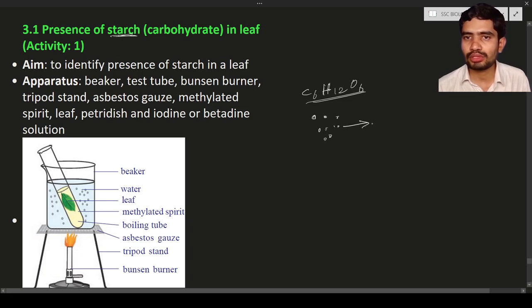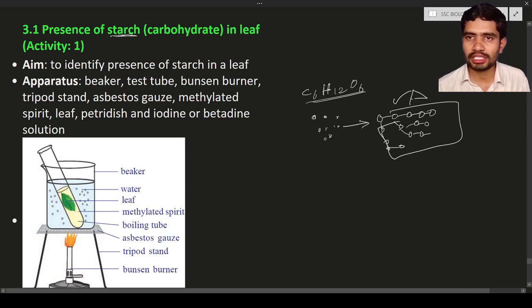These glucose molecules are joined together, so it is known as a complex sugar, or you can call it starch. We have to show that starch is present in the leaf. We know that leaves do photosynthesis. If photosynthesis is performed by the leaves, definitely starch is present in the leaf, so we have to show that. This is about the experiment and activity. Our aim is to identify the presence of starch in a leaf.